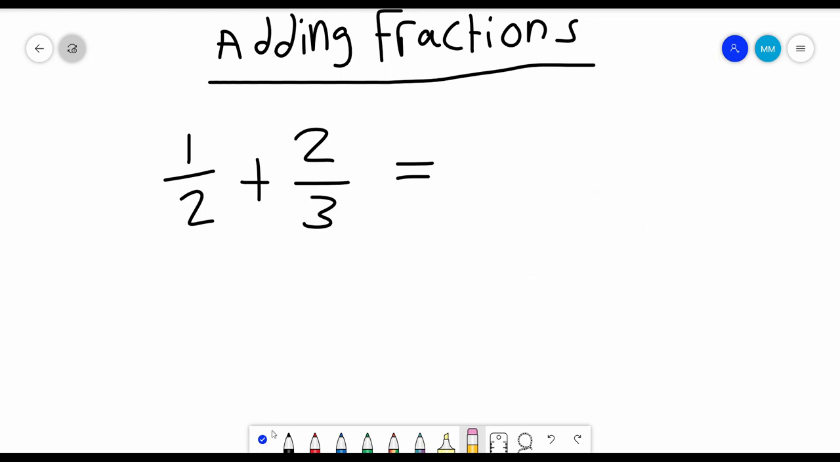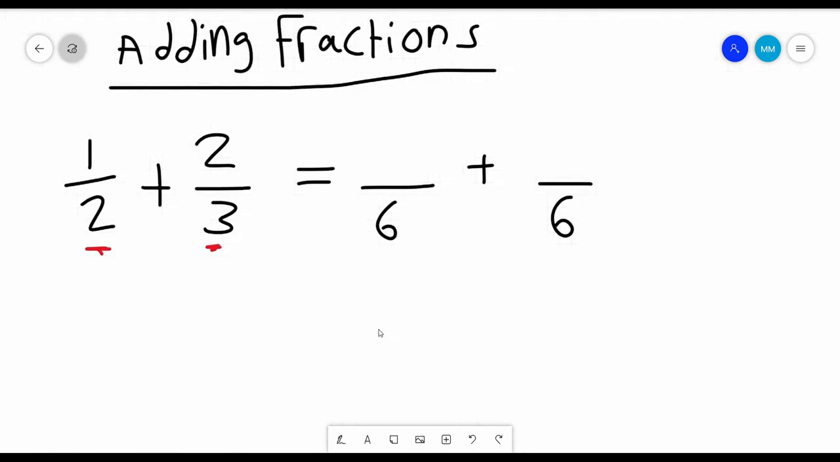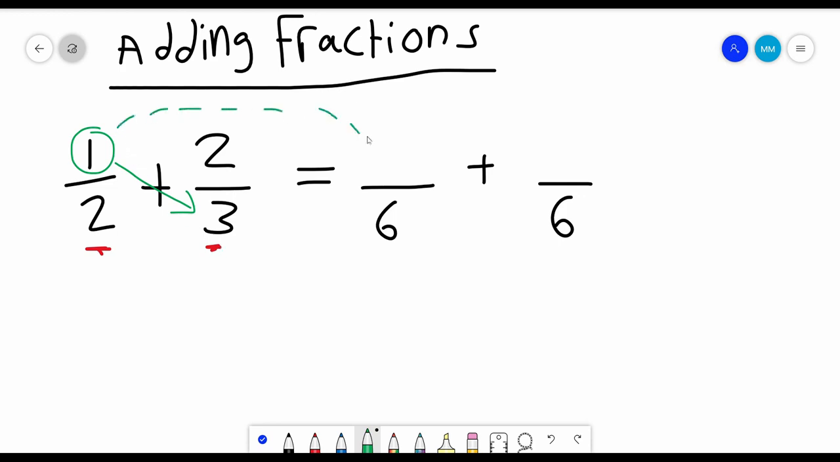This you take in stages. First job, you times this number and this number together, and we create this setup. 2 times 3 is 6, and we put 6's here. Now what you do is something called cross multiplying, which means you take this number here and you times it by this number here, and your answer ends up over here. So 1 times 3 is 3.